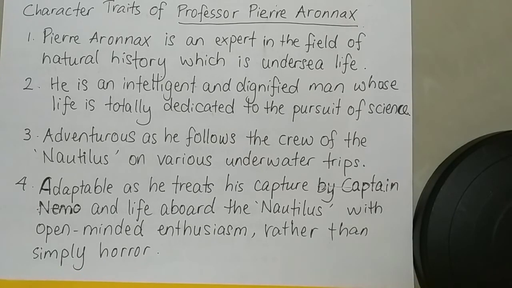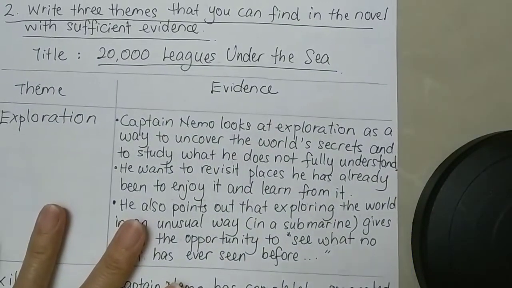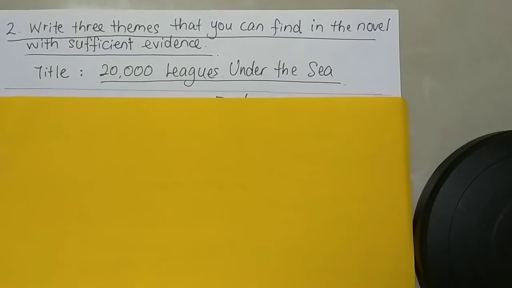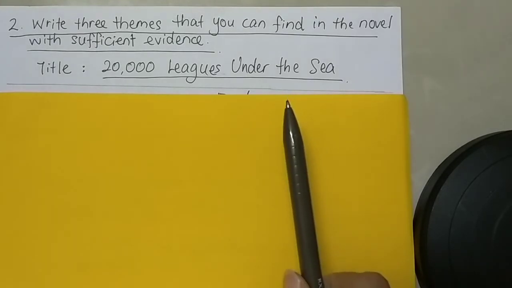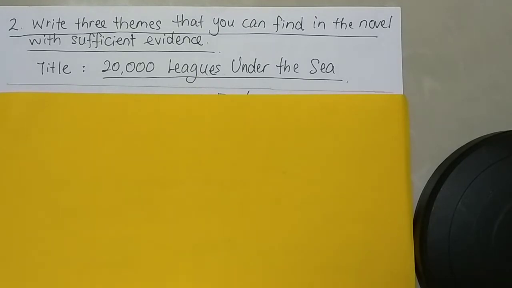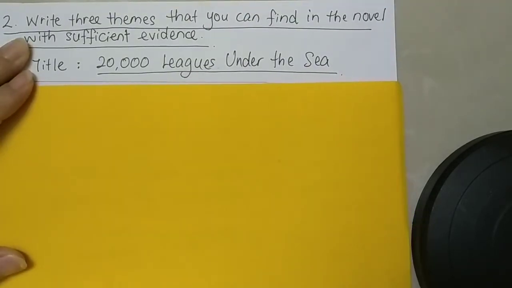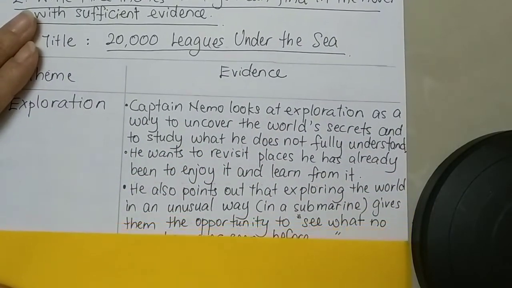And the next one will be this. Here you are to write 3 themes that you can find in the novel with sufficient evidence. And I put down the title, 20,000 Leagues Under the Sea. Here are the 3 themes, and the first one will be this.